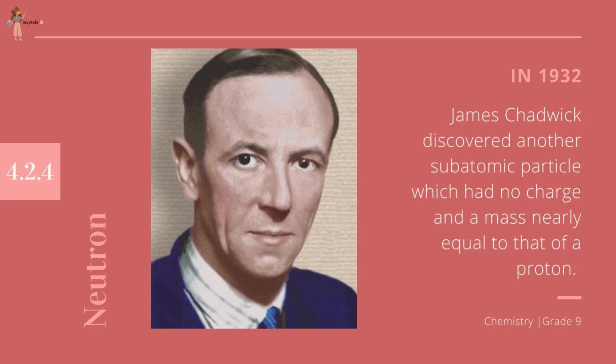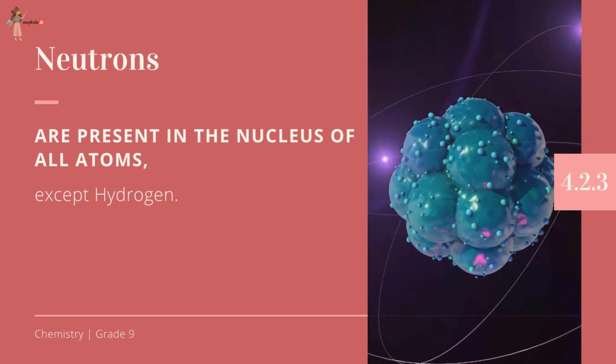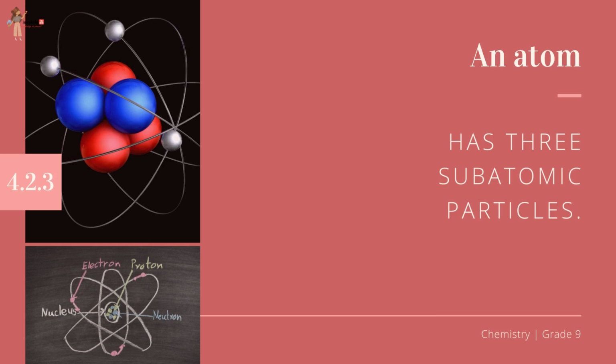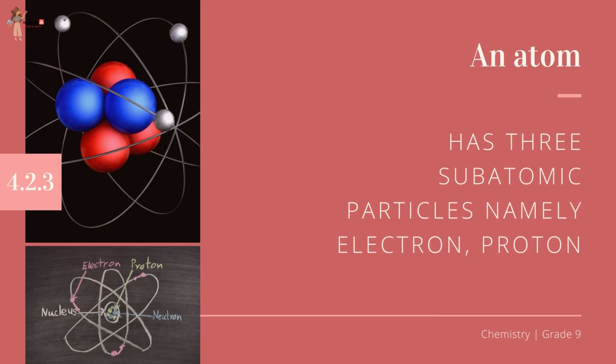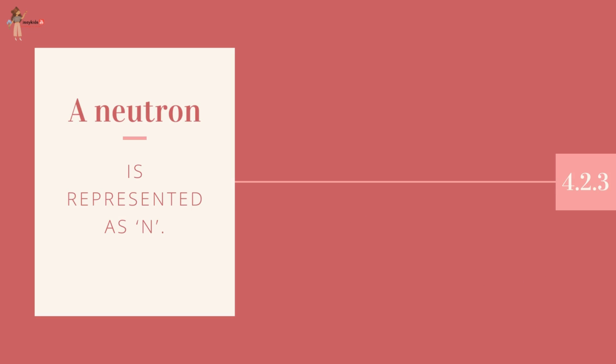Neutrons. In 1932, J. Chadwick discovered another subatomic particle which had no charge and a mass nearly equal to that of a proton. It was eventually named as neutron. Neutrons are present in the nucleus of all atoms, except hydrogen. Therefore, an atom has three subatomic particles, namely electron, proton, and neutron. In general, a neutron is represented as n.